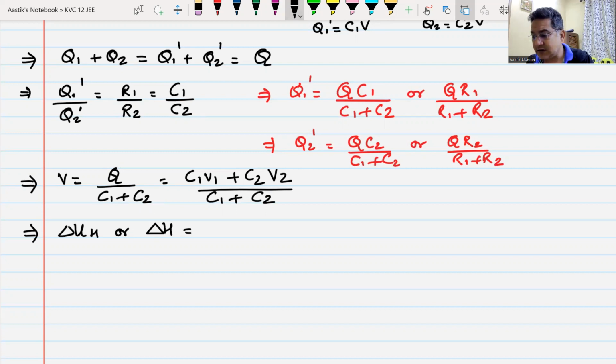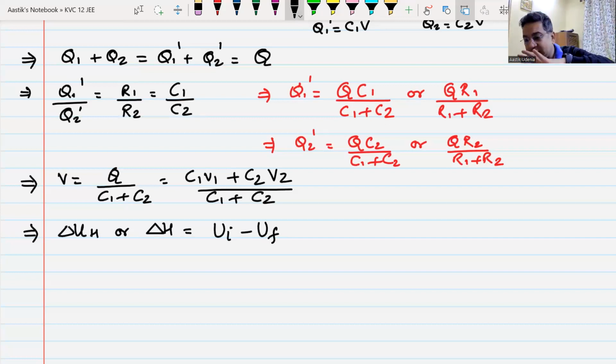How will you find this heat energy? You will find the total initial energy, you will find the total final energy, and the difference in this would be equal to the heat energy that has been dissipated in this process. Remember, the initial energy will always be more than the final energy. Do we understand this? Yes, sir.